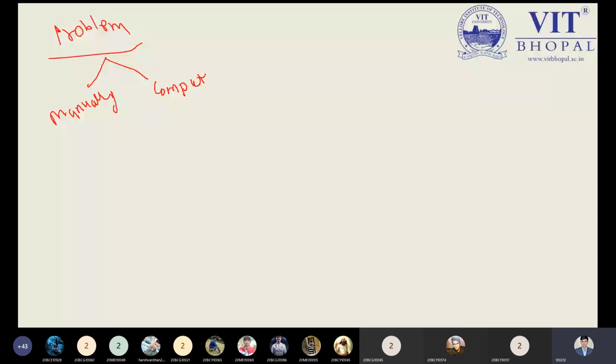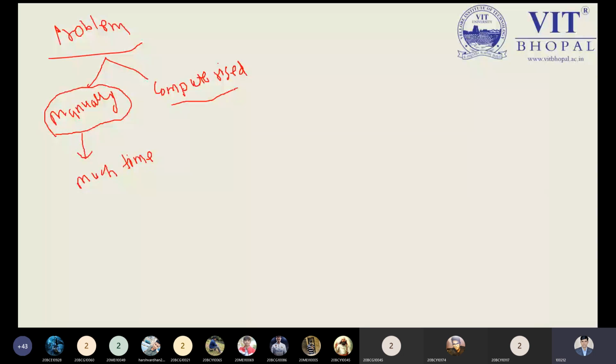Now, am I right? A problem can be sorted out by two different mediums: manually or computerized. If you try to solve the problem manually, it definitely takes much time. So in today's era, we need to save our time and money. So we have a computer system by which we can sort out our problem.